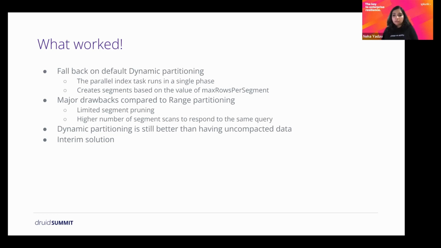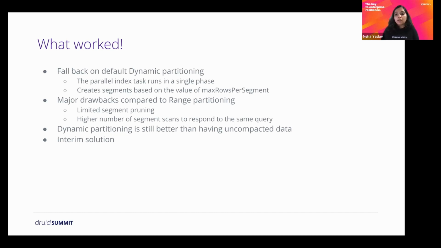Some of the drawbacks compared to range partitioning are limited segment pruning. Range partitioning provides much better segment pruning based on the partitions in the dimension spec. We do not have any concept of partitioning by dimensions in dynamic partitioning. What dynamic partitioning does is create indexes like bitmap indexes and create segments based on the number of rows. So there is still a little bit of pruning, but still not the same as range partitioning.